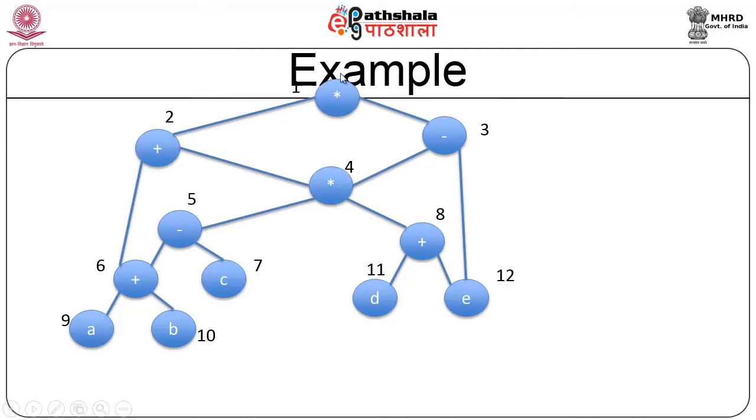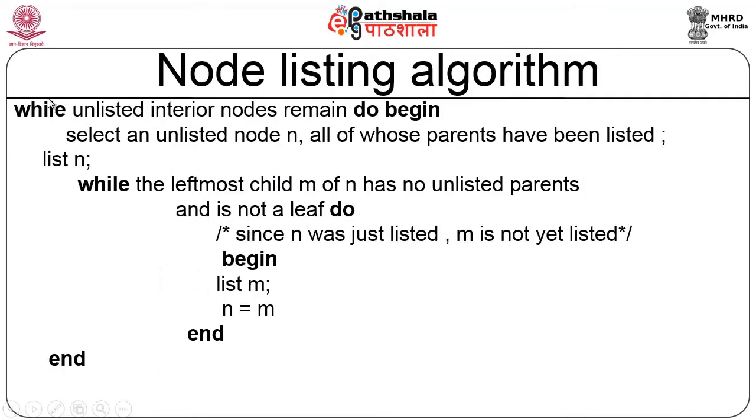Now I start with 1, I have to keep traversing the leftmost child, this is a leaf, so I have to list 6. In order for 6 to be listed, 2 and 5 should be listed. Now 2's parent is listed, therefore I will list 2. I cannot list 5 also, because 5's parent is not listed. So after 2, I will terminate the inside while loop. I will come out of it and then this will list 3. At this point it will list node 3.